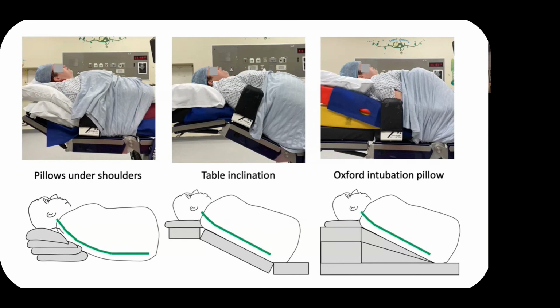Ramping is usually achieved one of three ways: with pillows under the shoulders, with inclination of the back or indeed entire operating table, or with a purpose-designed wedge like the Oxford intubation pillow that we have in main theatres. All options will be compromised if the patient slides down the table, and foot plates may be used to prevent this. The green line depicts the spine, and it can be seen that with pillows under the shoulders, the head is elevated by lots of thoracic and lower cervical spine flexion, whereas the other methods involve inclination of the whole torso.